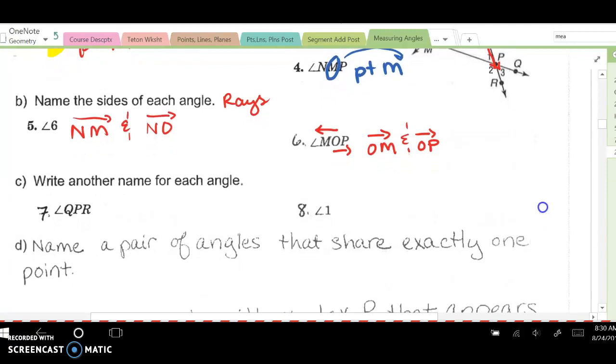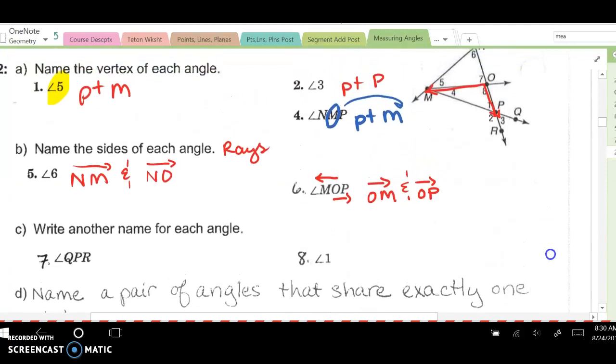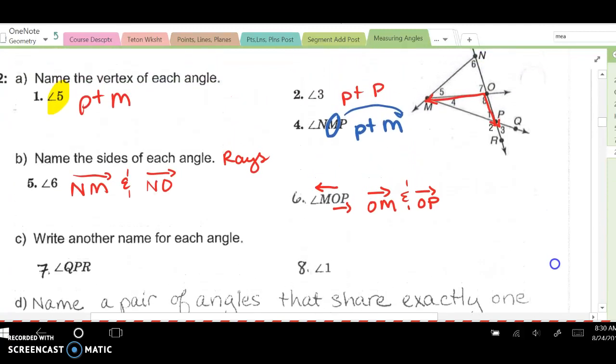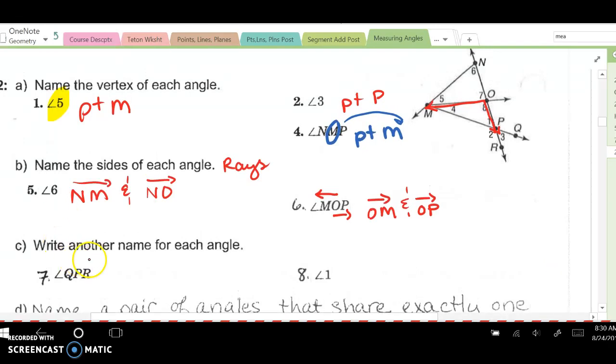All right, write another name for each angle in part C. Angle Q to the P to the R. Well, because of the way it's named right off the bat, I know I could also call it angle RPQ. I could just change the order of the letters as long as P stays in the middle. Let's look and see if there's anything else I could call it. QPR. Oh, we could also call it angle 3.